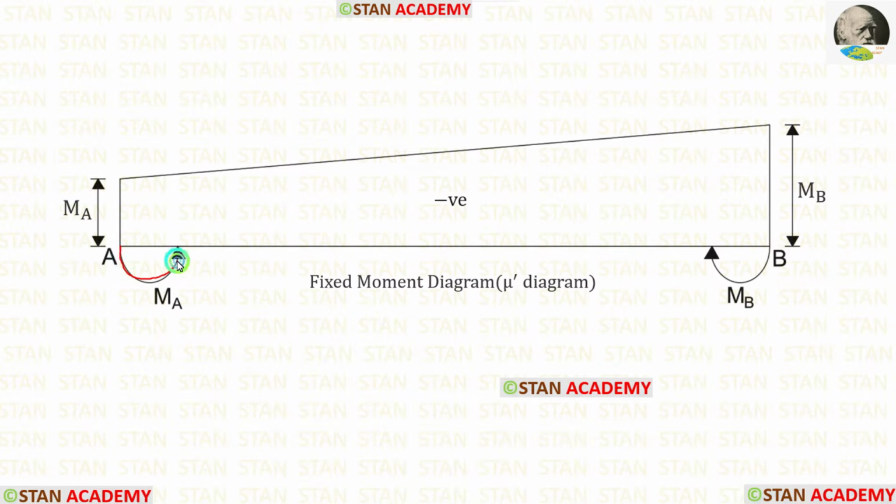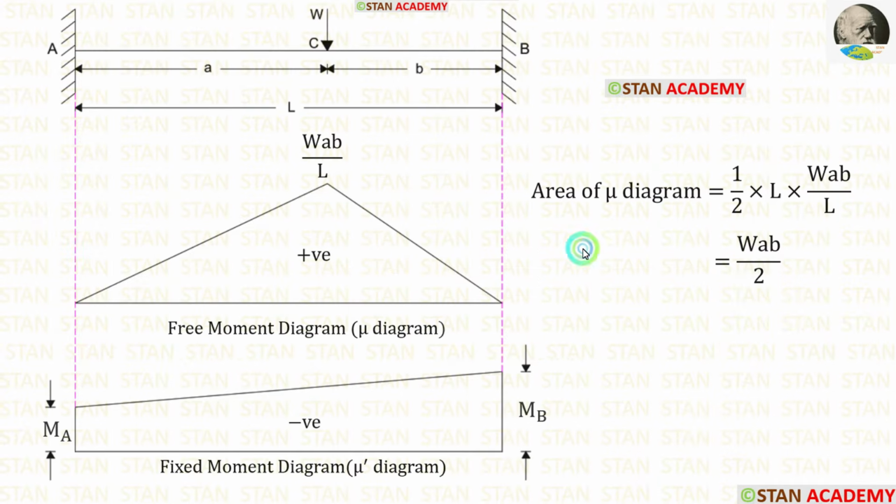MA will be acting in the anticlockwise direction. MB will be acting in the clockwise direction. Using the arrows in the curves, we can make this diagram. Both of these arrows indicate upwards. So the fixed moment diagram comes above the span. Both of the moments are hogging, so the diagram will be negative.